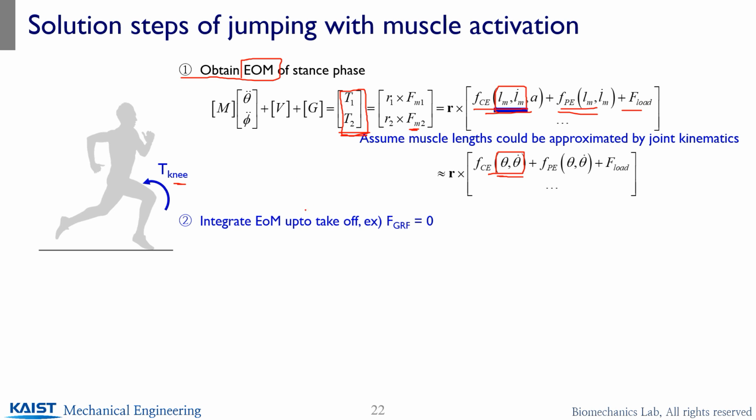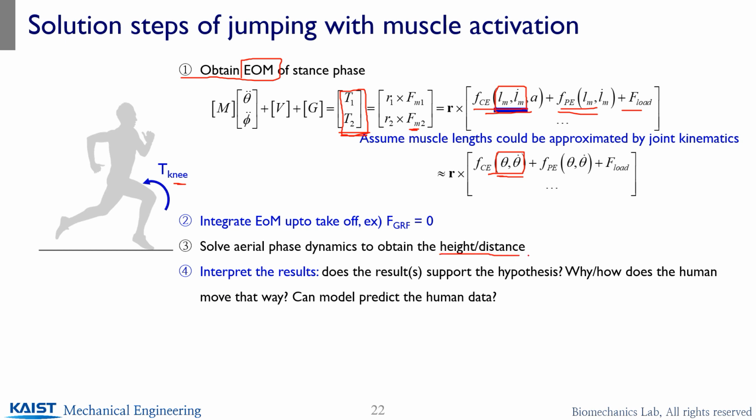And we are going to integrate this up to a certain event. For walking and running, you integrate the equations of motion up to maybe the double support phase or the takeoff phase, right? Similarly, we are going to integrate those equations of motion until the takeoff occurs. After takeoff, it's going to be a simple ballistic motion, so you can obtain the height and distance corresponding to those takeoff state variables.